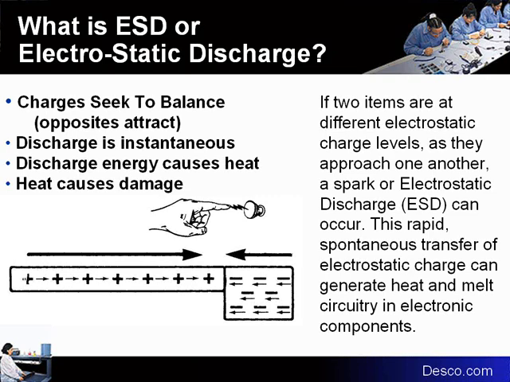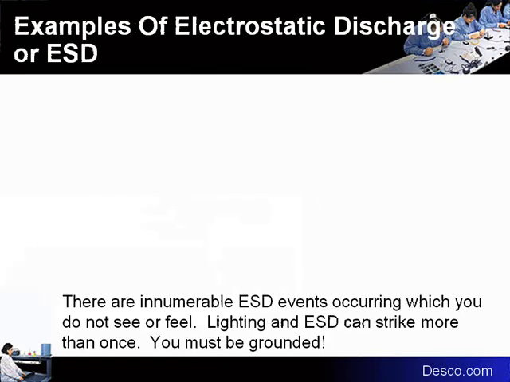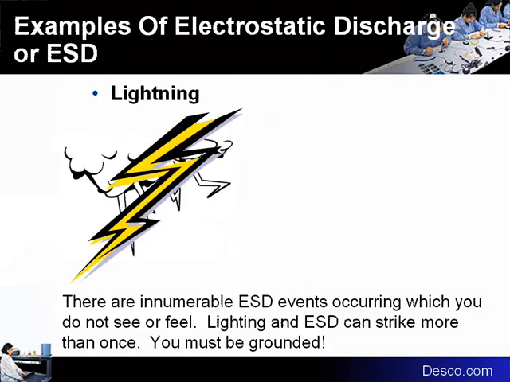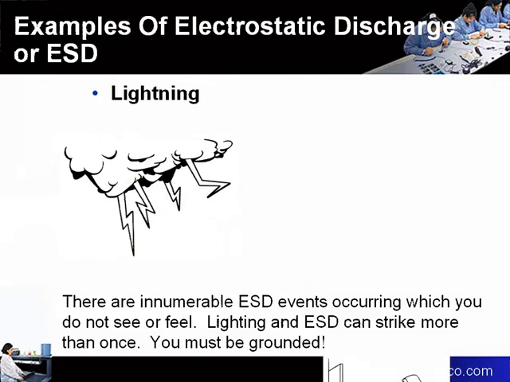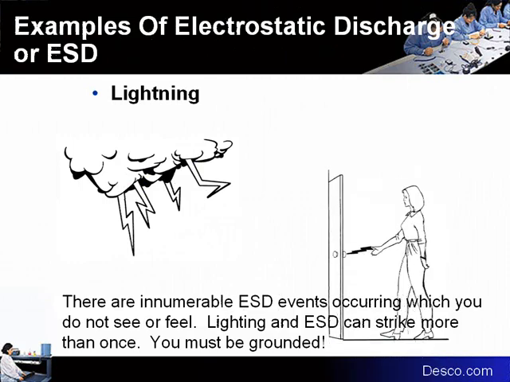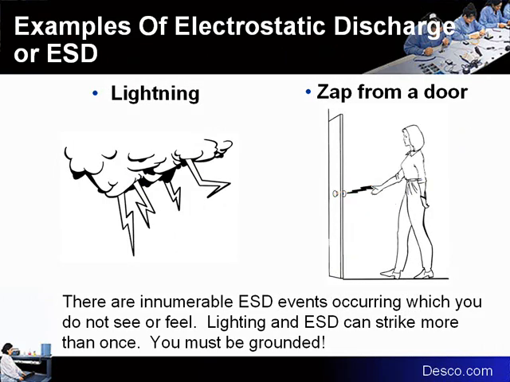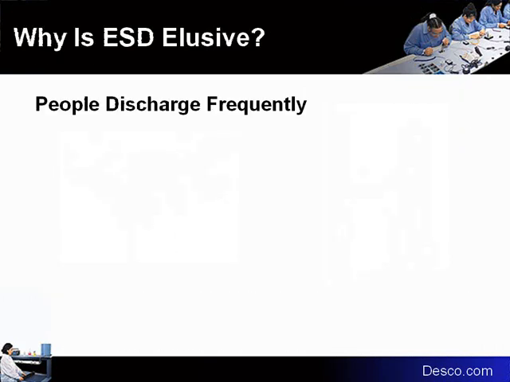When there is a discharge, this is the function of an imbalance seeking to neutralize itself. This discharge energy causes heat, and heat is what causes the damage. It's similar to a micro lightning bolt. Lightning is a very large example of static electricity, as well as the zap you feel from walking across a carpet and then touching a doorknob.